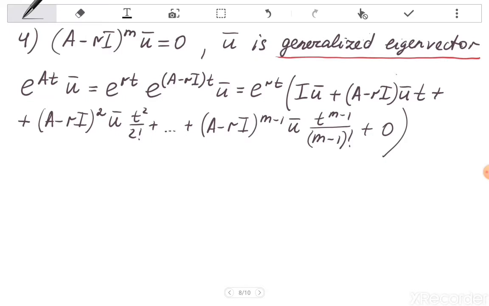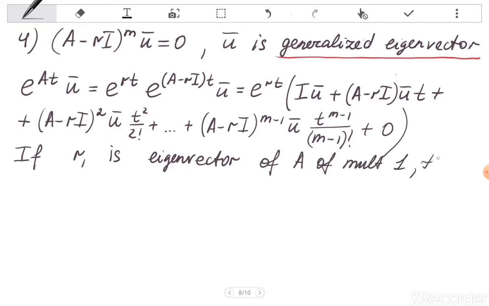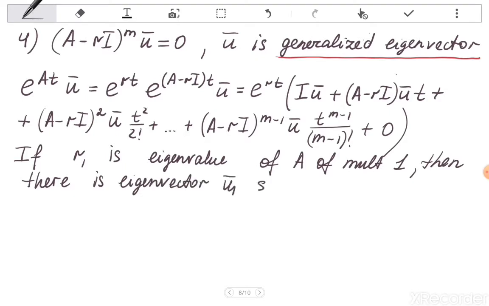What does this give us? So if, let's say, r1 is an eigenvalue of A of multiplicity 1, then there is an eigenvector u1 such that (A minus r1 I) applied to the vector u1 is 0. Sorry, it's not eigenvector, it's eigenvalue. And so we can find one eigenvector, and from this we can easily find e to the At u1, right?